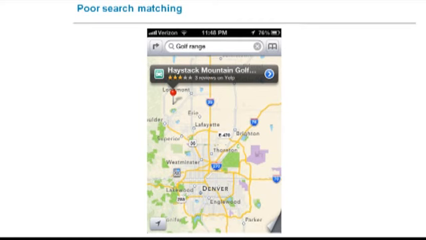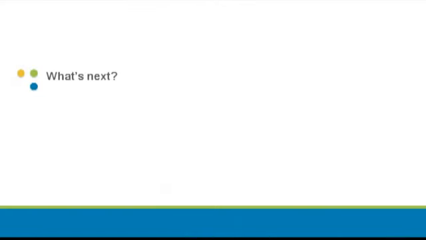So that poor search matching is something yet again that for business owners and multi-unit business marketers is really important, because as you go out there and do testing, you're going to see examples of this, and you're probably going to find a lot of examples of it. And as we look at what's next and what we do about this situation that we're in, the future is unfortunately bleak at the moment.